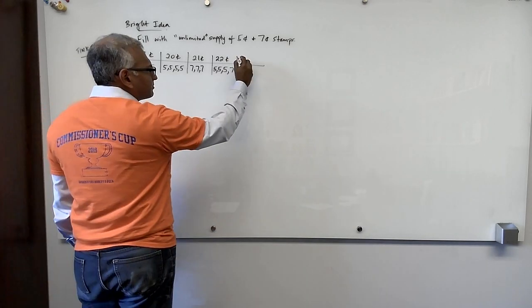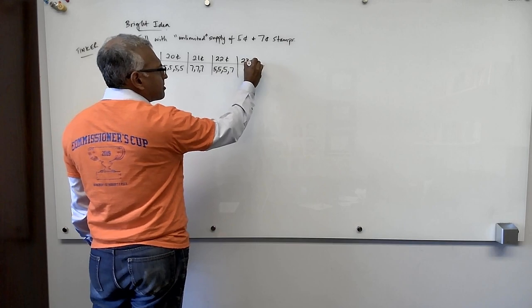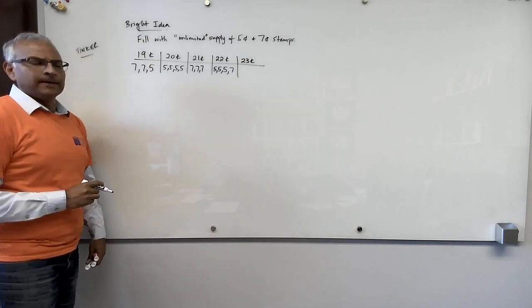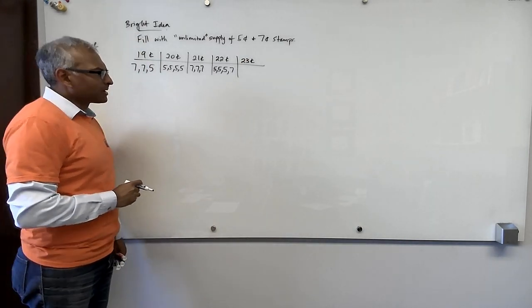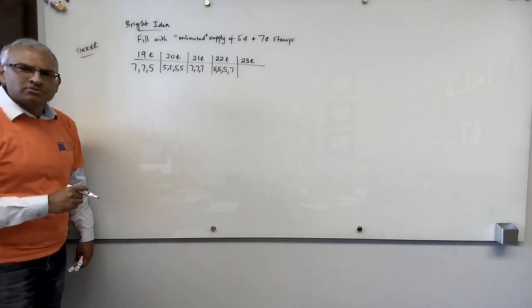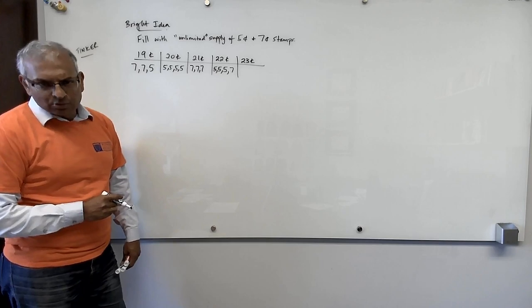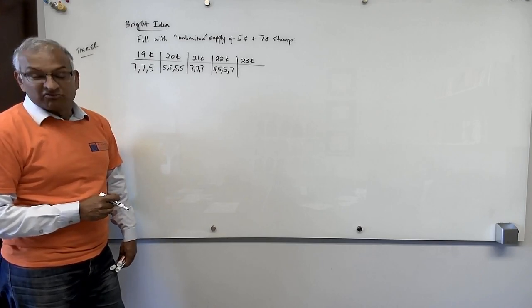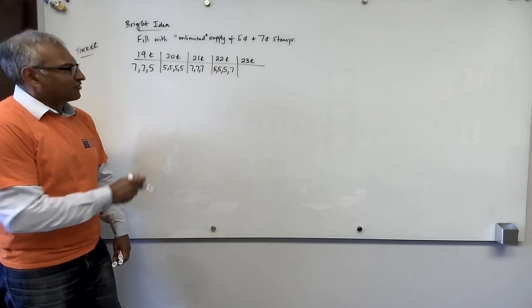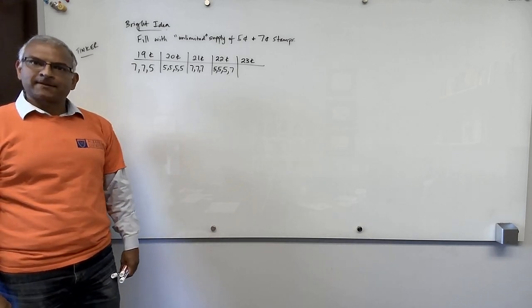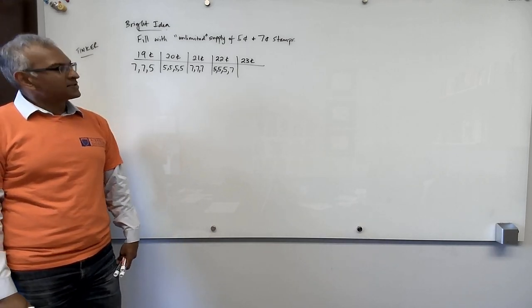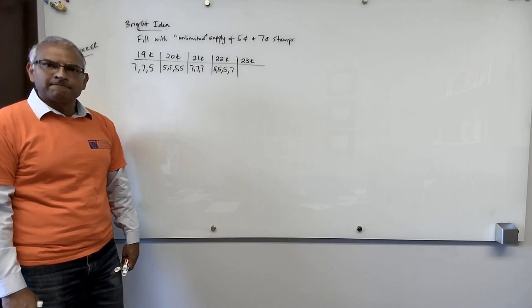Well, but we come to 23 cents. How do we make 23 cents? Pause the video and see if you can come up with a way to make 23 cents, and you will find that it's impossible with 5 and 7 cent stamps. And this is a problem for my postage machine.